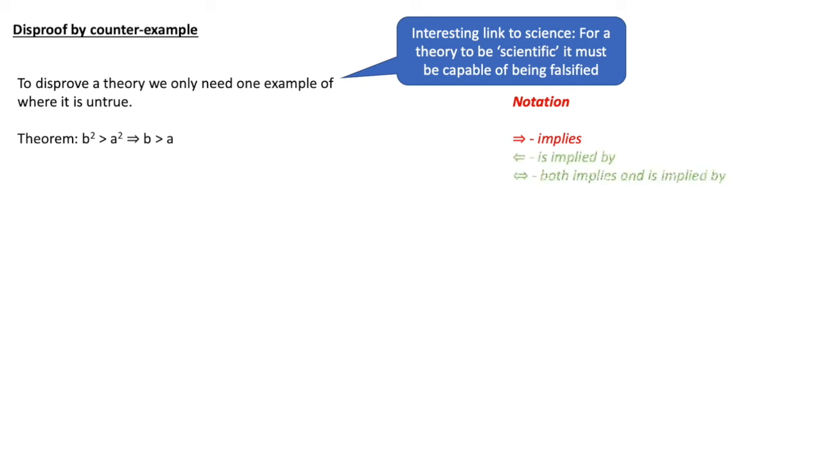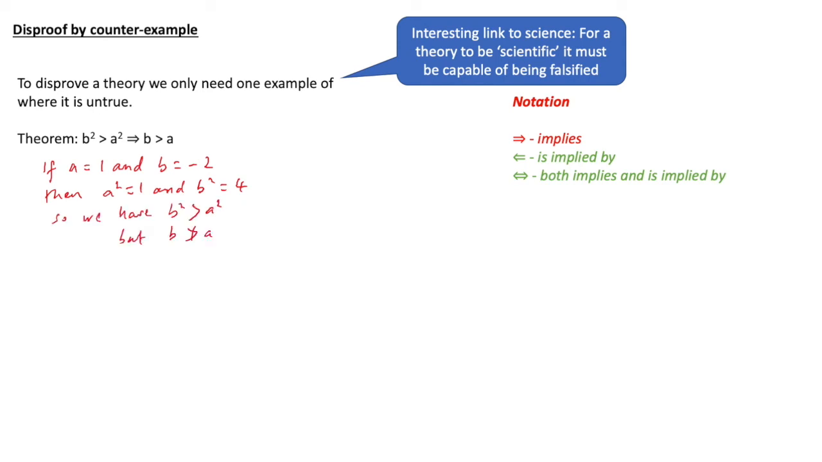So what I'm going to do is choose a positive and a negative number. And if we choose a as 1 and b as minus 2, then when we square them we get rid of the negative. So we have a squared is 1 and b squared is 4. And then we have a situation where b squared is greater than a squared, but b is not greater than a. So that implication is not the case, and so the theorem is false.